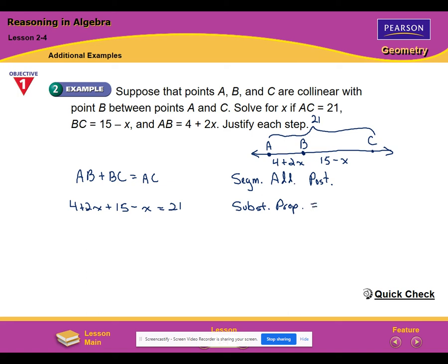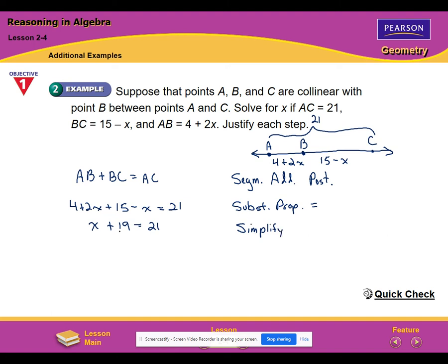Next, what would we do? Well, we didn't do this in the last one, but you see like terms here. 2x minus x would just be x, and 4 plus 15 would be 19. You're welcome to say combine like terms here, but what our book actually does, which is shorter, is just says simplify.